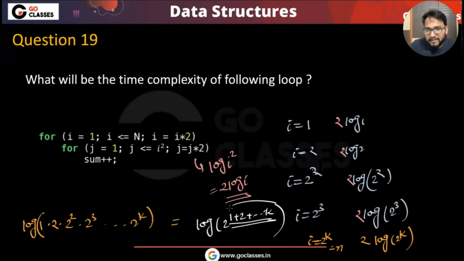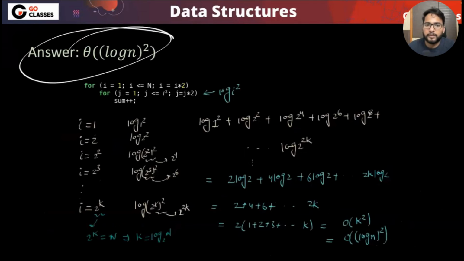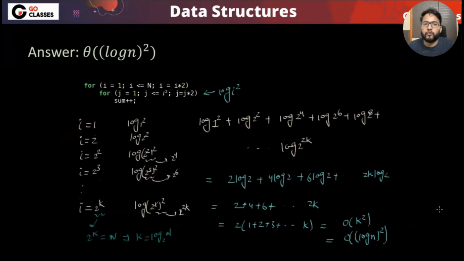So now you can take this outside, maybe if you want, which is 1 plus 2 plus till k, and this is just k square. So I think k square is the answer. And what is k? k is log n. So log n square should be the answer. Okay. Yeah, it was a good question. Let me know if you have any doubt here. If you just solve this by yourself, then you will probably get more idea.